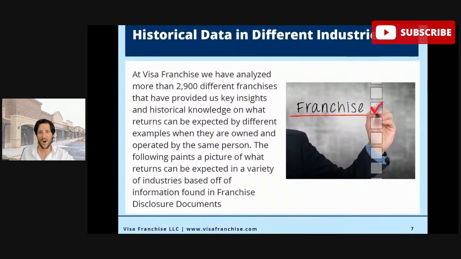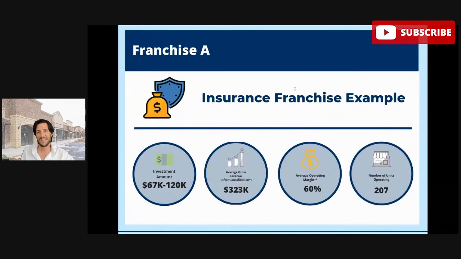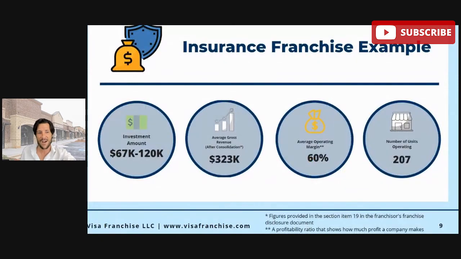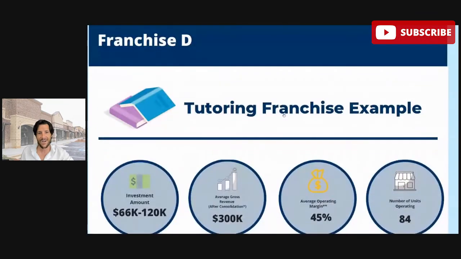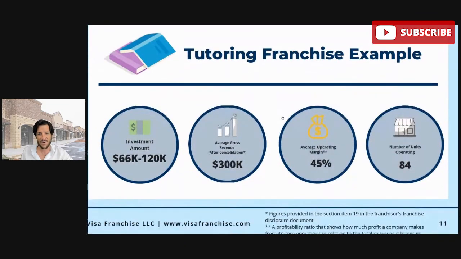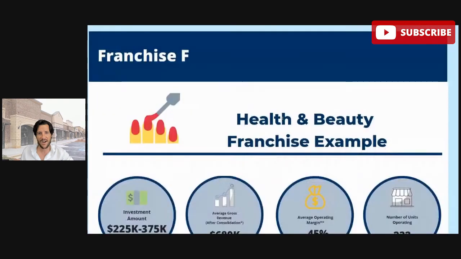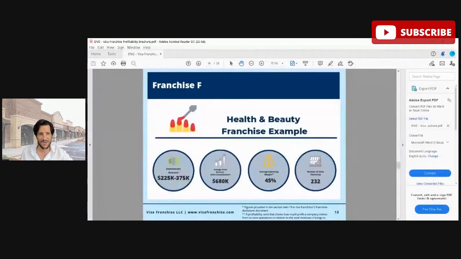So we have data on all different types of industries. For example, an insurance franchise where you invest $67,000 to $120,000, average gross revenue of $323,000 with an average operating margin of 60%. And this example has 207 locations. Automotive example, retail, tutoring franchise example, all different types of industries that I encourage you to visit on our brochure.